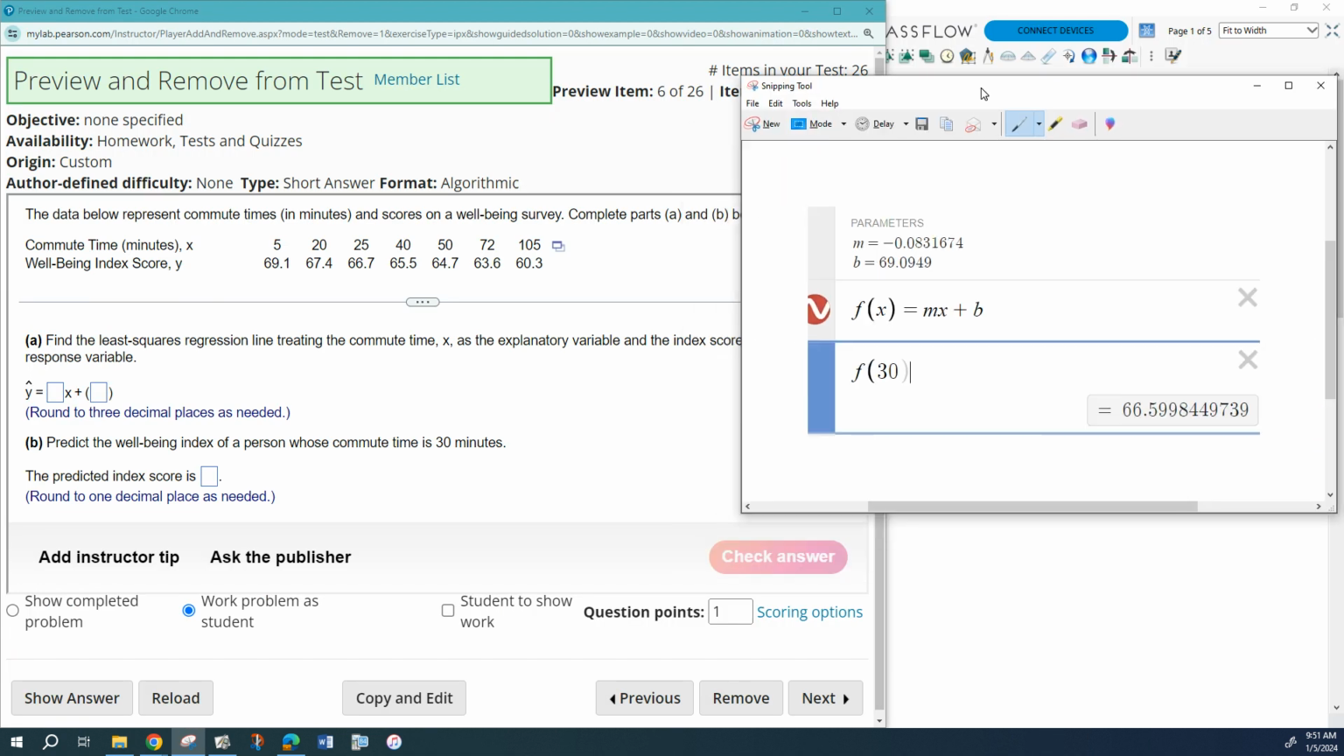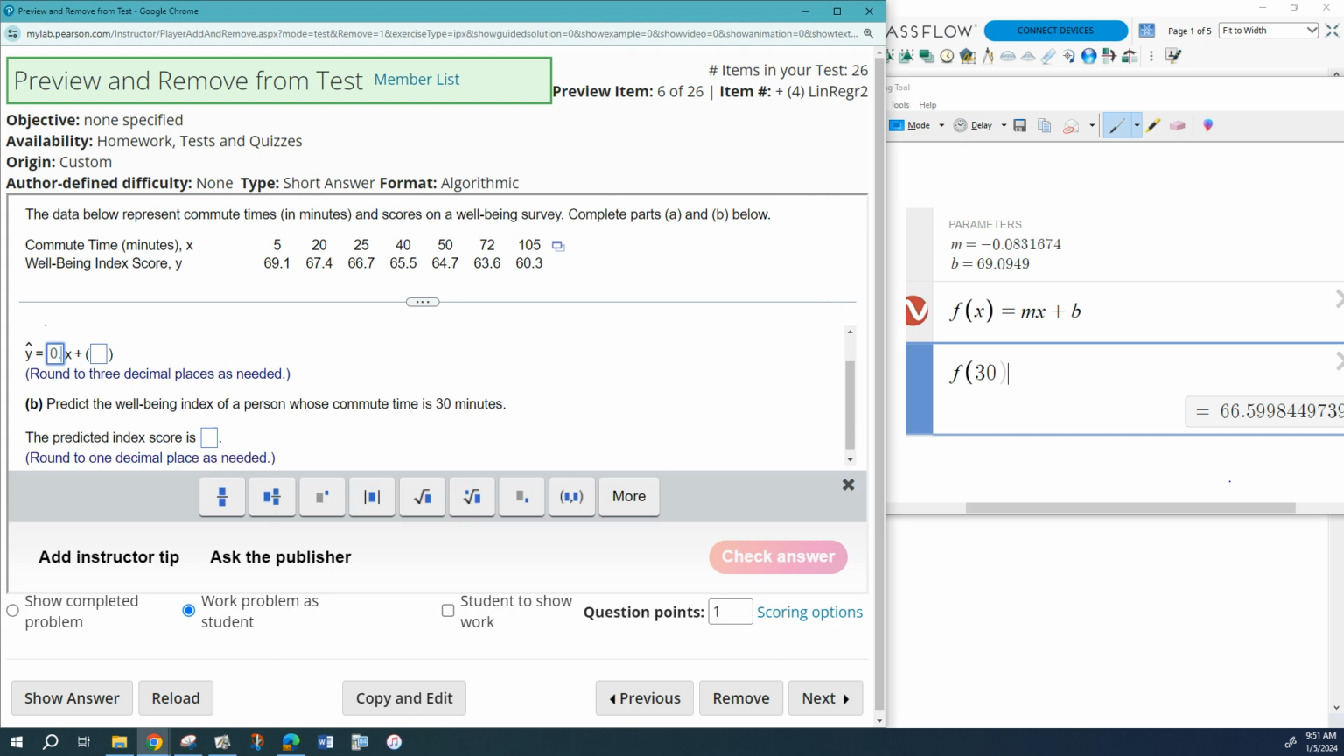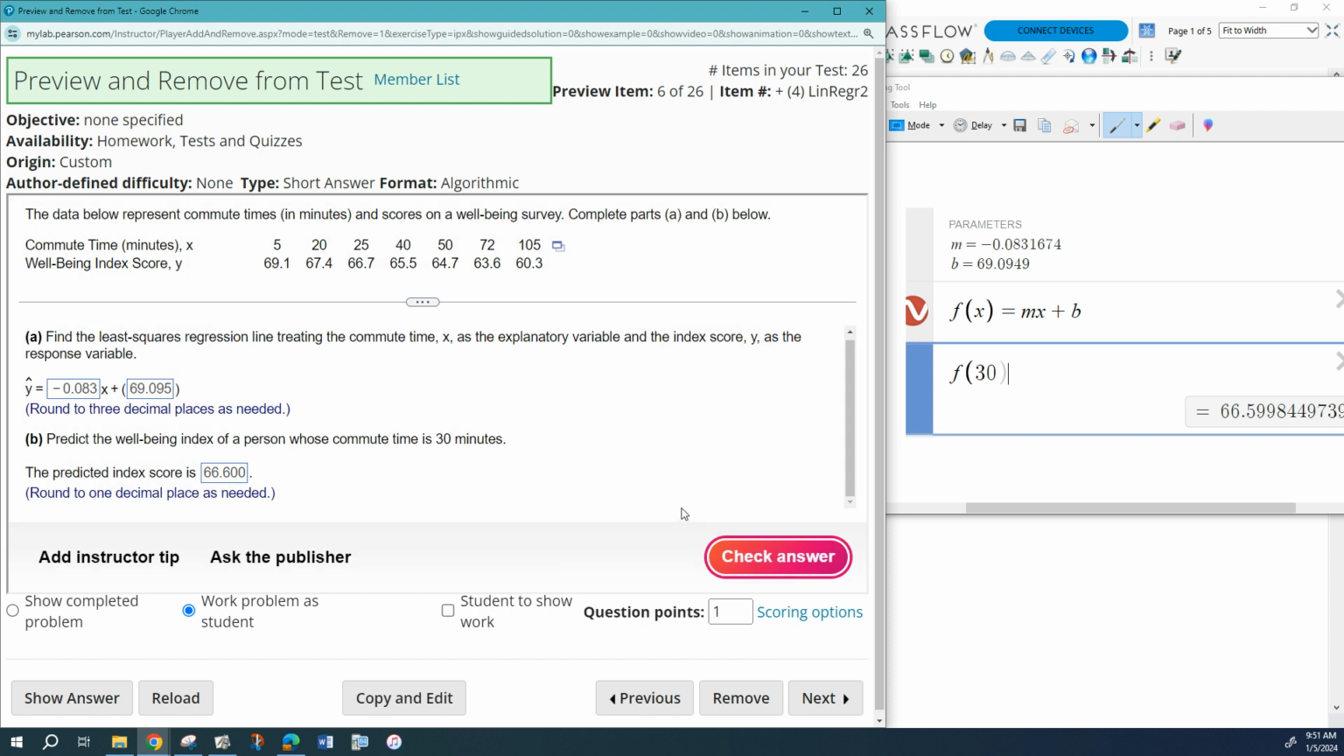So what's that going to give me for my answer? I'm going to round to 3 decimal places, so that's negative 0.083. And then my y-intercept is 69.095. Uh-oh, that's going to be a problem. Negative, okay. And then what's my predicted output? 66.600, yeah. Make sense? Check answer, got it. Give me thumbs.